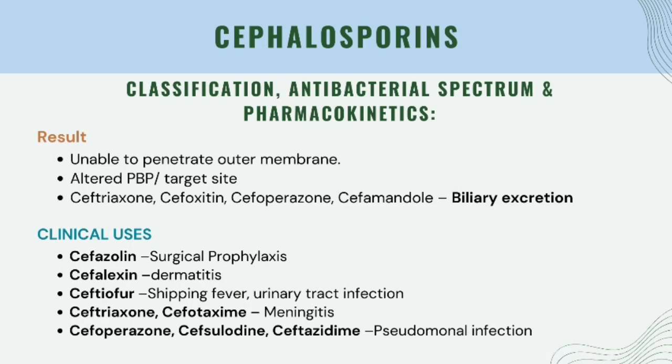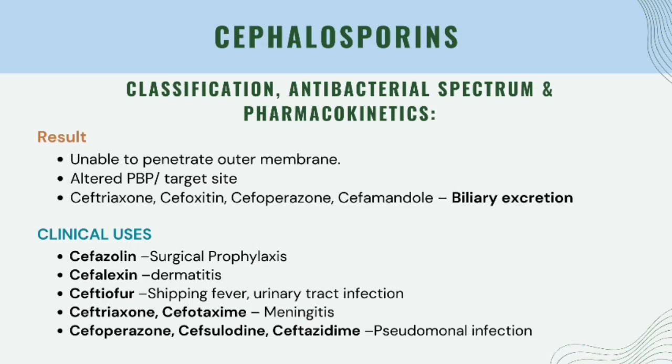Cephalosporin antibiotics, while effective against many bacterial pathogens, encounter specific challenges that can impact the results. One significant challenge faced by cephalosporin antibiotics is their inability to penetrate the outer membrane of certain bacteria, particularly gram-negative organisms. Also, alteration in penicillin-binding proteins or target sites represents another mechanism of resistance that can impact the results of cephalosporin therapy. And lastly, certain cephalosporins such as ceftriaxone, cefoxitin, cefoperazone, and cefamandole are primarily excreted via the biliary system.